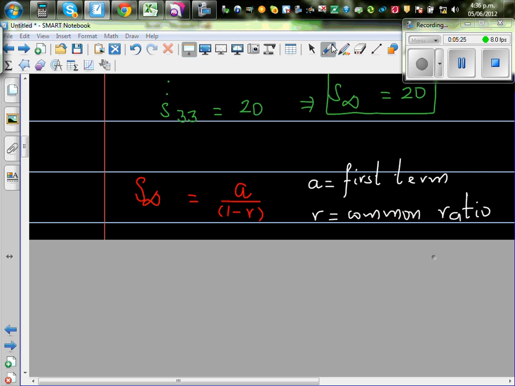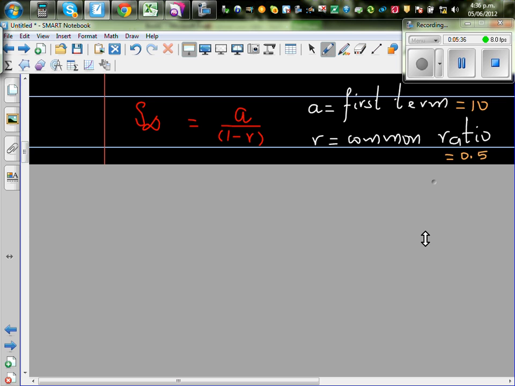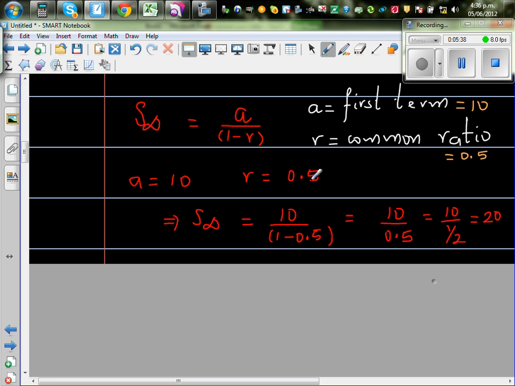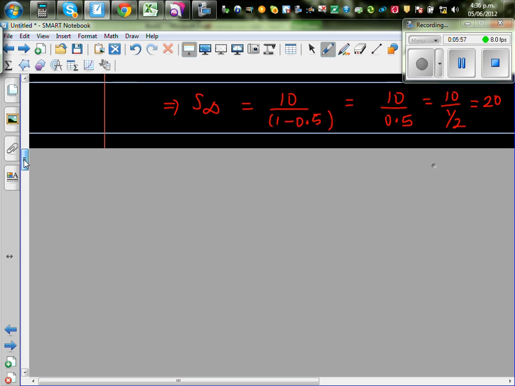In this example, our A is 10 and the common ratio is 0.5. Using that formula, you don't need Excel. A is 10 and R is 0.5, so S infinity is 10 divided by 1 minus 0.5, which is 10 divided by 0.5, which is 10 divided by half. Without even a calculator, you can understand that if you divide 10 into halves, you get 20. So S infinity is 20.